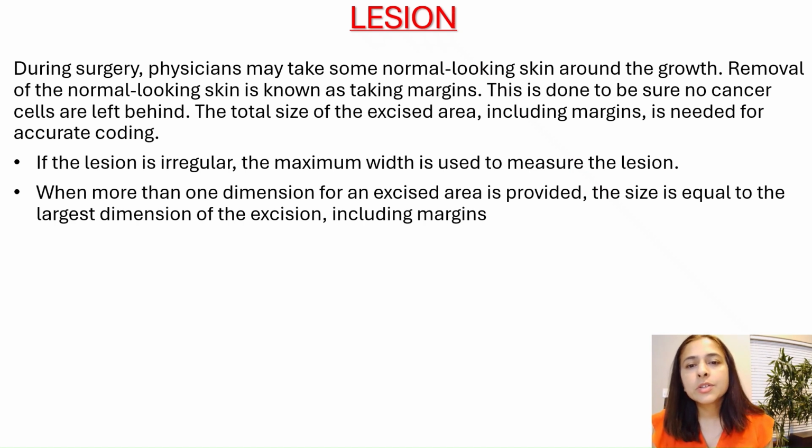Lesion. During surgery, the physician may take some normal-looking skin around the growth. Removal of the normal-looking skin is known as taking margin. This is done to be sure no cancer cells are left behind. The total size of the excised area, including margin, is needed for accurate coding. If the lesion is irregular, the maximum width is used to measure the lesion. When more than one dimension for an excised area is provided, the size is equal to the largest dimension of the excision, including the margin.